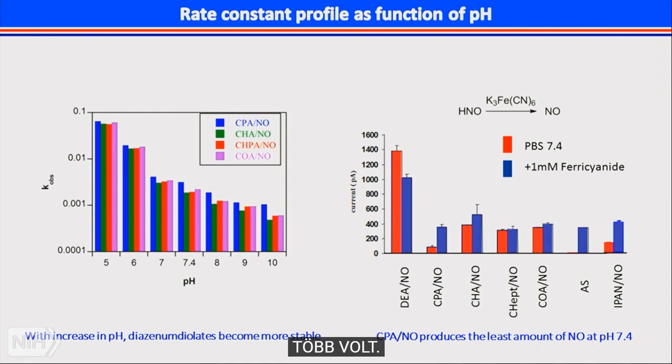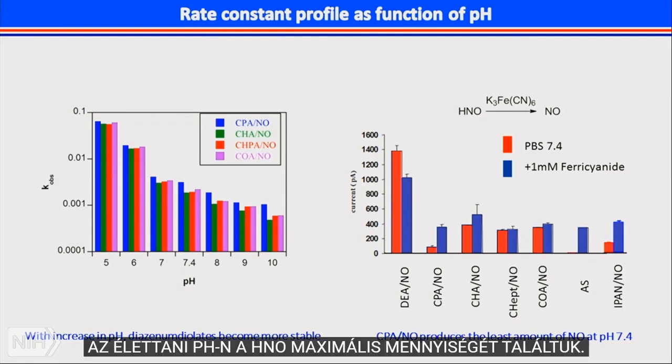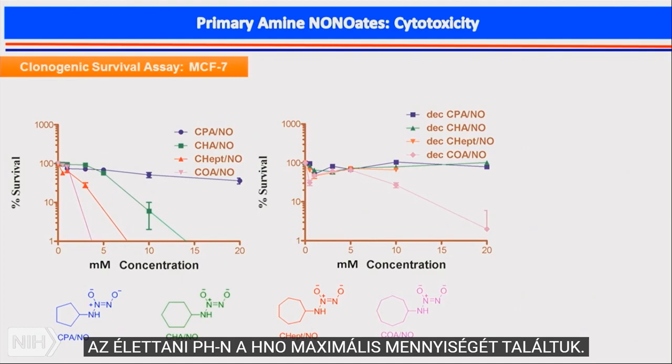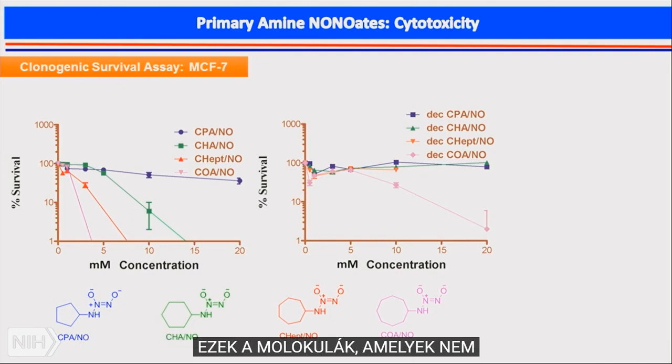Then we looked at how much NO and HNO is being released from these molecules, and we found that the cyclopropylamine NONOate released the maximum amount of HNO at physiological pH. Then we studied the cytotoxicity of these molecules, which do not show cytotoxicity until we are in a millimolar range. And as expected, they only showed cytotoxicity in a millimolar range. So at a low concentration, they are not cytotoxic by themselves.